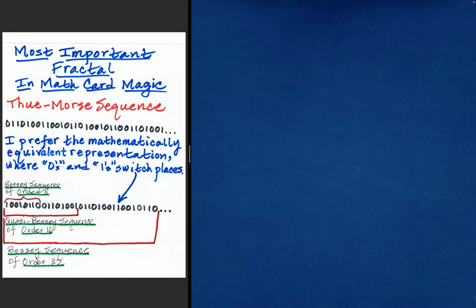Okay, now if you've heard of this sequence before, it's also called the fair share sequence. Now, I do want to give you the true order in which all of this came about.